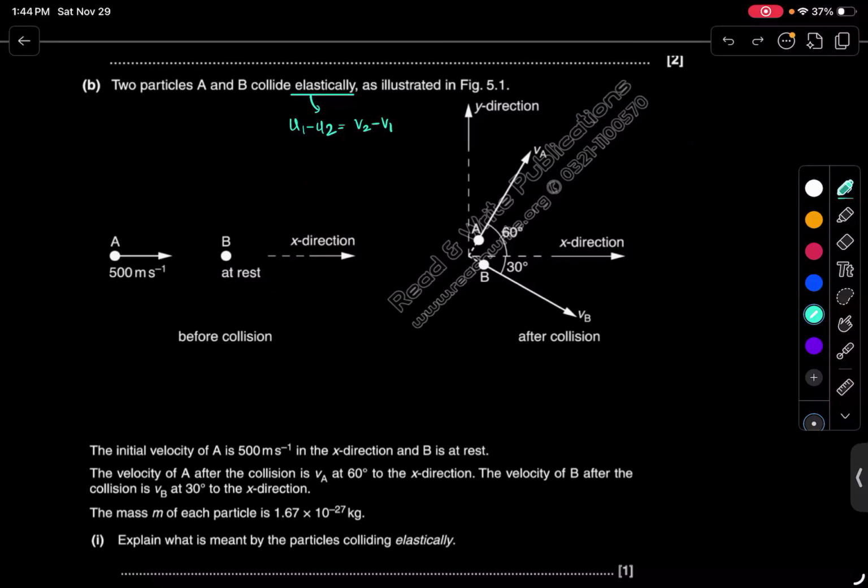The velocity of A after the collision is VA, at 60 degrees to the direction of the x-axis. The velocity of B, we don't know what the velocity is, but we know that it's VA and VB. After collision, they go over here and then this goes over here. The mass of each particle is 1.67 into 10 to the power minus 27. By the way, this is the mass of one atom.